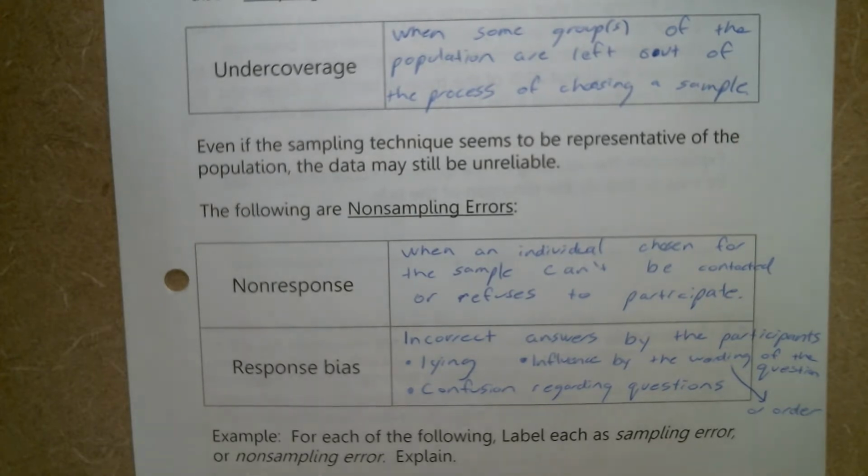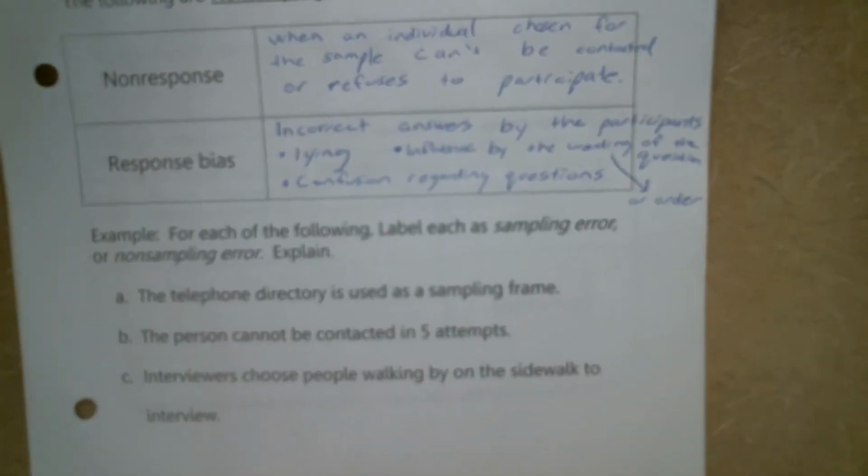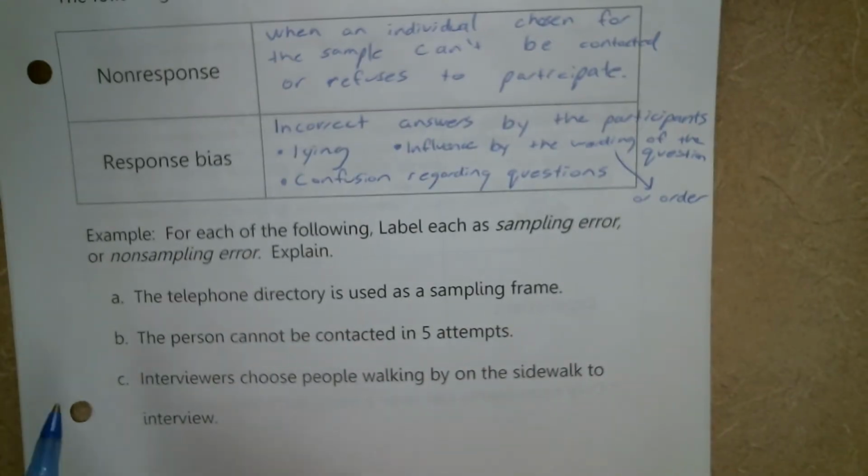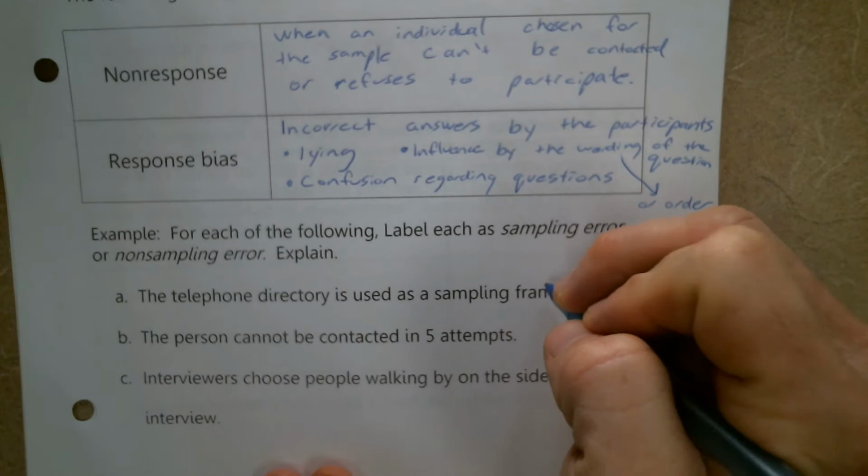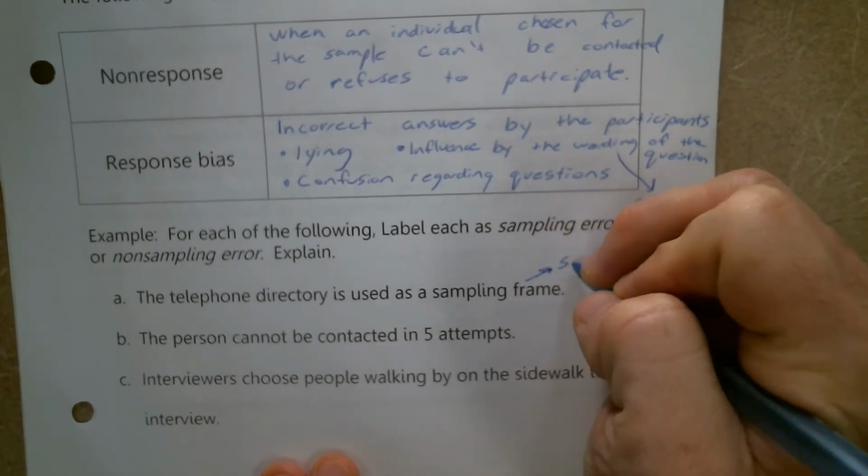All right, so let's just look at a couple examples here and label them as either sampling or non-sampling. So A, the telephone directory, which is another fancy way of saying the telephone book, which is another way of saying like, who uses a telephone book anymore, really? Like just Google it. But the telephone directory is used as a sampling frame. Is this a sampling error or non-sampling error? This is what would be a sampling error.